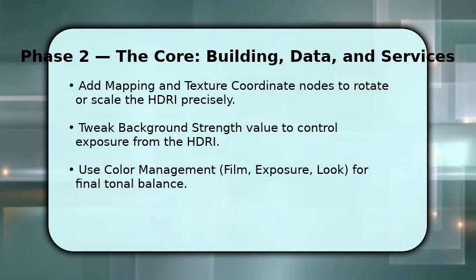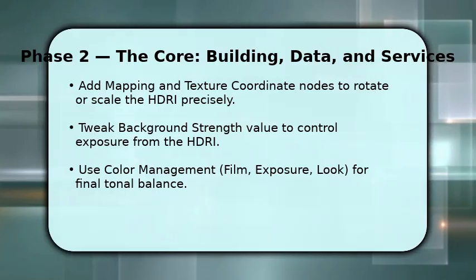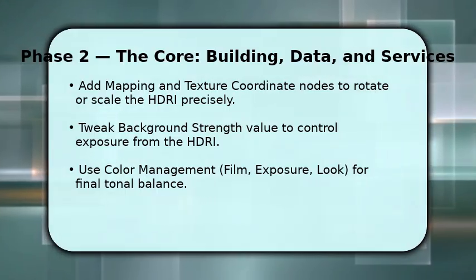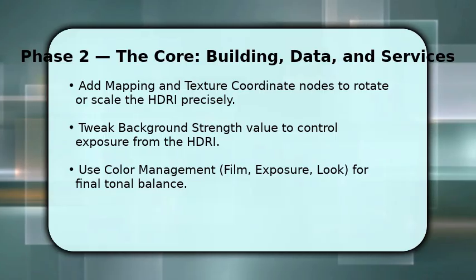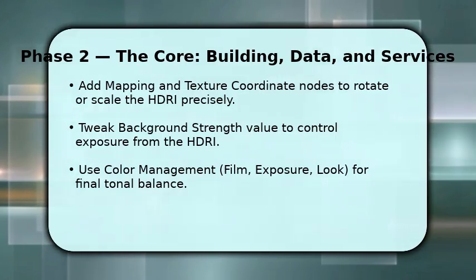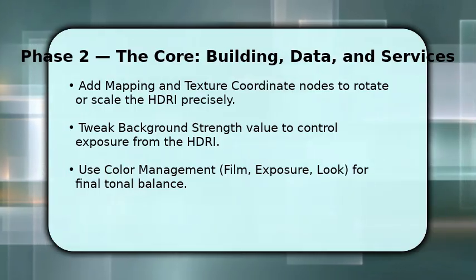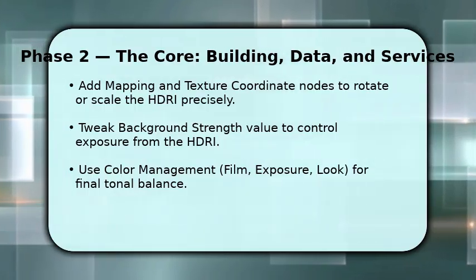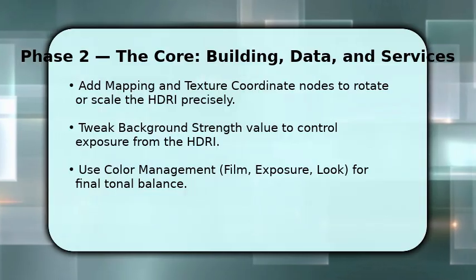Once the HDRI is loaded, you refine how it affects the scene by adding texture coordinate and mapping nodes. Plug generated or environment into mapping to rotate the sky and align highlights. You then adjust background strength to change overall exposure from the HDRI. Smaller values reduce intensity without touching scene lights.